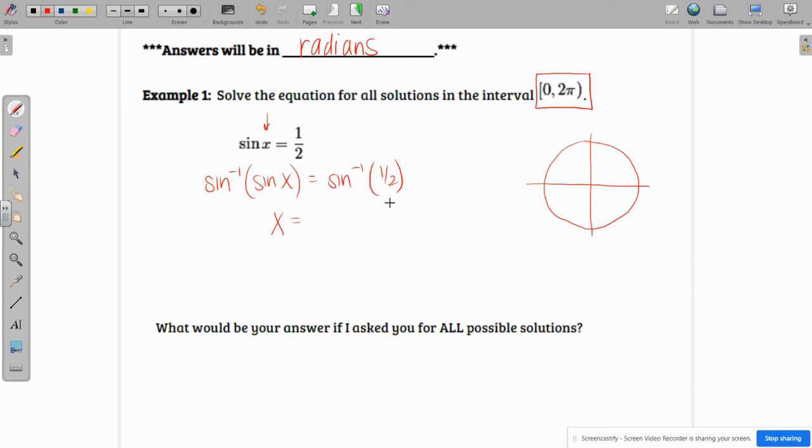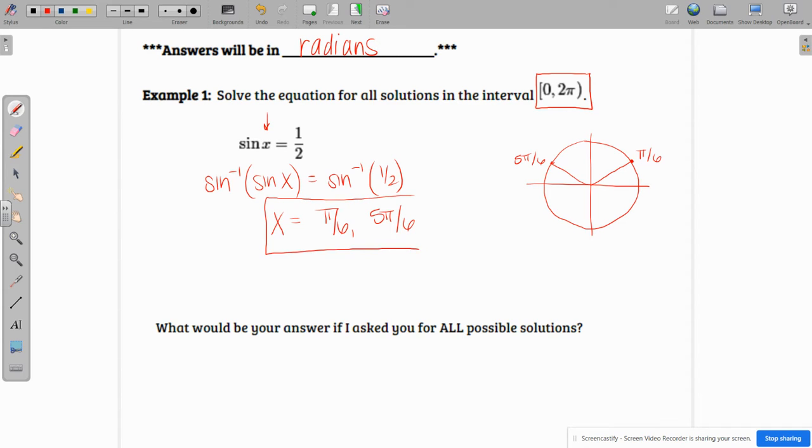And we know the sine is your y value. And that occurs here at pi over 6, and then also over here at 5 pi over 6. Nowhere else on the unit circle between 0 and 2 pi is there a sine value of 1/2. So those are our only two solutions on that interval.